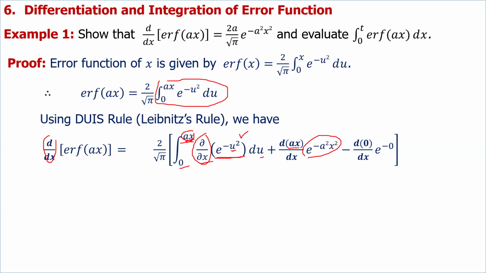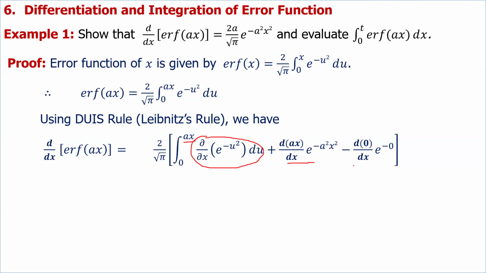So let us just put u equal to ax, so e to the power minus a square x square, minus the derivative of the lower limit. The lower limit is 0, so the derivative of 0 with respect to x, and the functional value of the function e to the power minus u square at the lower limit, which is 0, so we have to put e to the power 0. I think this is clear to everyone. In the integration, we are using the DUIS rule. Inside the integration we use the partial derivative, and since the limit is not constant, we use these two things based on the upper limit and lower limit.